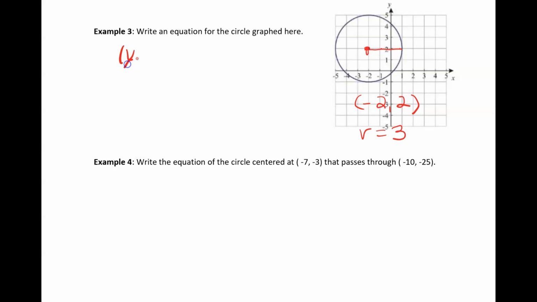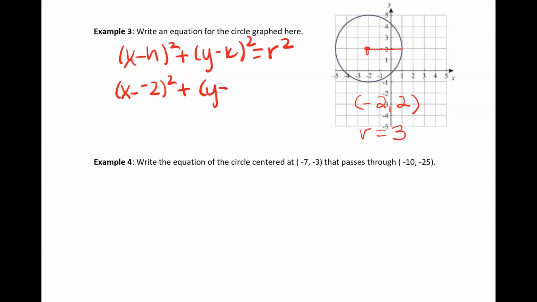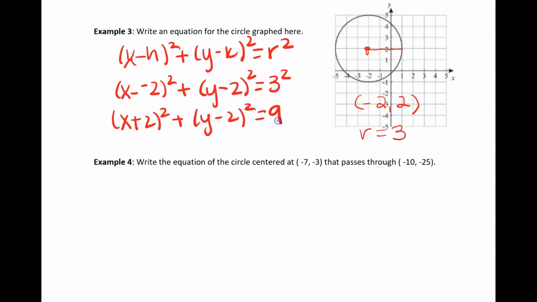So I would say x minus h squared plus y minus k squared is equal to r squared. And I would plug in those values. So x minus -2, be careful with those negatives, squared, plus y minus 2 squared is equal to 3 squared, leaving me with x plus 2 squared plus y minus 2 squared equal to 9, my equation of a circle.